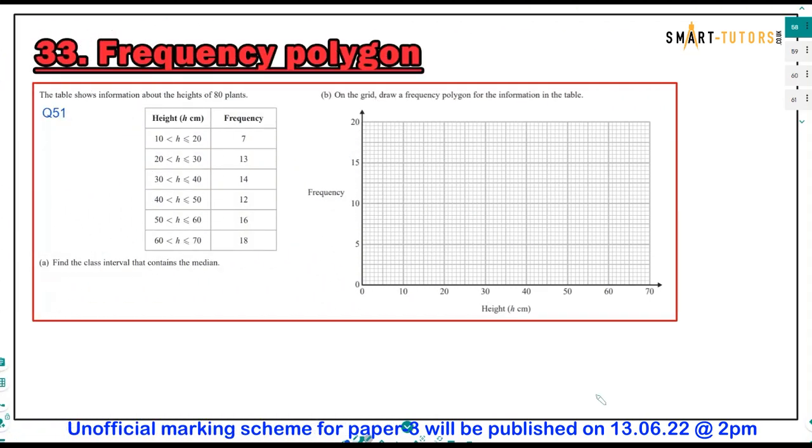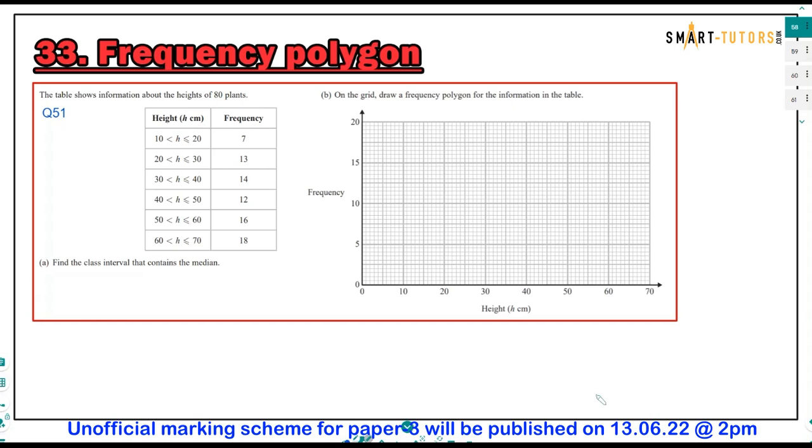Topic 33, frequency polygon. In this topic, they may ask you to draw the frequency polygon, or they will give the frequency polygon and they will ask you to find out any issues or mistakes they made in the frequency polygon. Frequency polygon has to be drawn to the midpoint of the class width with frequency. So let's do the B part first.